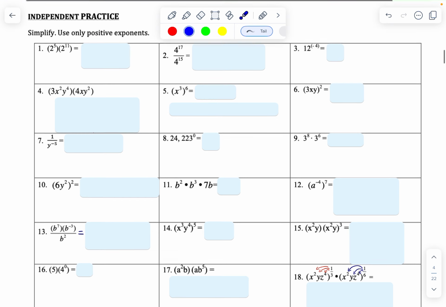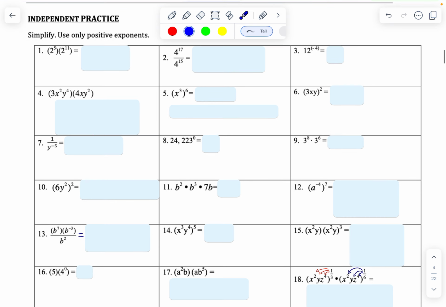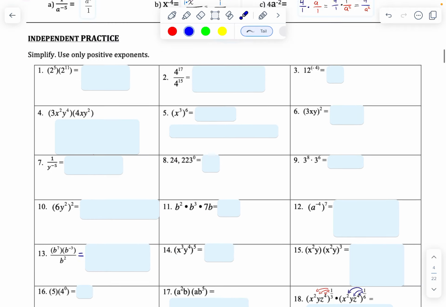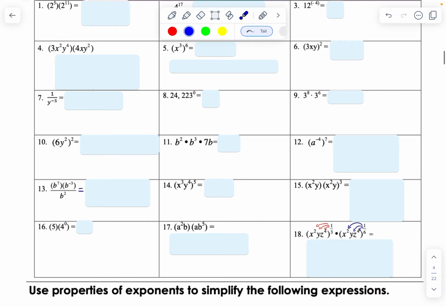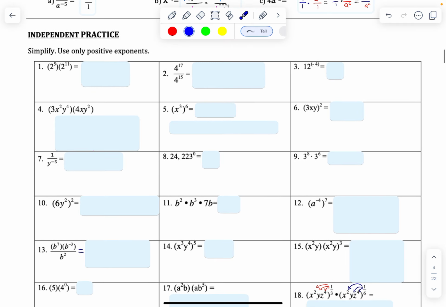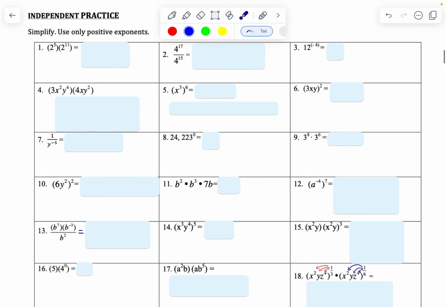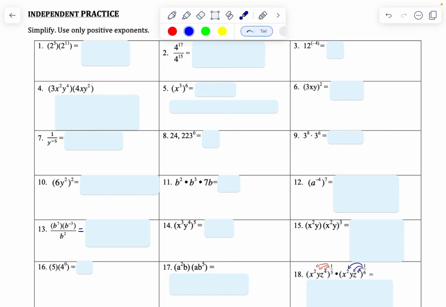So this is a great time to engage in some independent practice. We've gone through all the exponent rules. Take a little bit of time, go through these, and see how you do and what questions you have, and then unpause the video and we'll go through the answers.